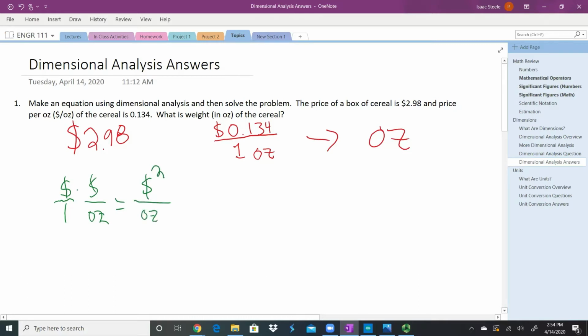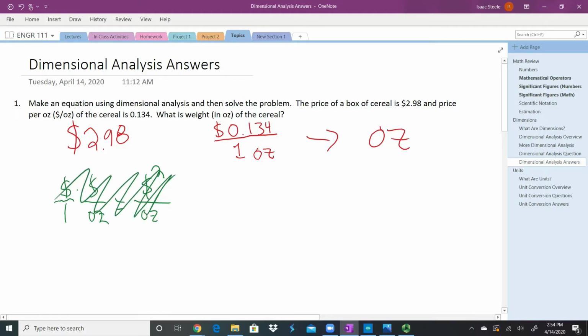So my question here is, if I were to plug in my numbers, do I get ounces? No, I don't. Yes, there is an ounce here, in the bottom of my fraction, but I also have this money squared, this price squared at the top. So that's not going to help me at all.